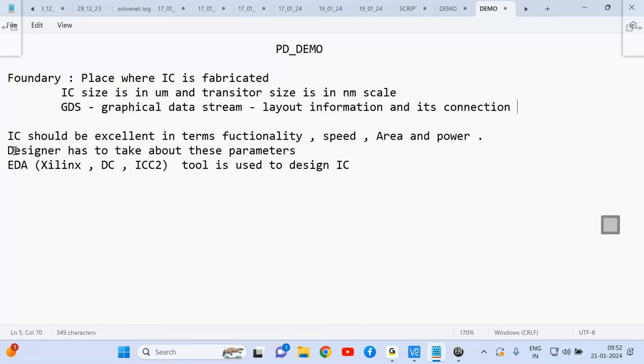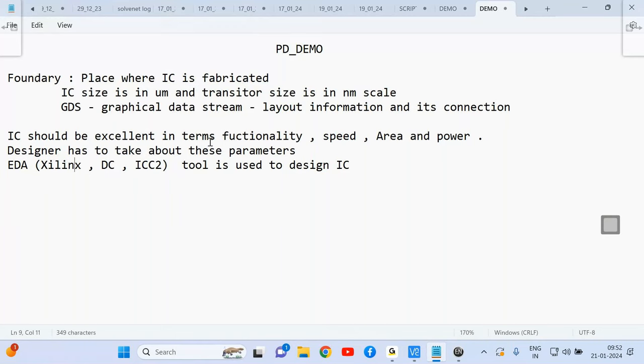So the IC designer has to design the IC, meeting functionality, speed, area, and power. And he has to generate what? At last, he has to generate the layout, and that layout should be given to the foundry. So the foundry will fabricate the IC based on the layout information. What is the layout we are giving? What is a layout then?